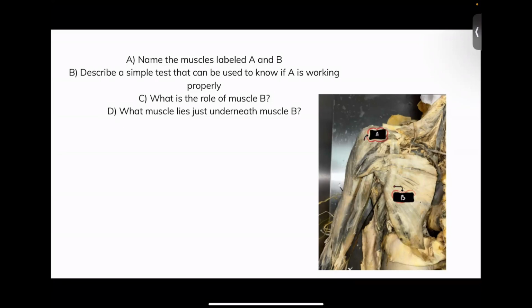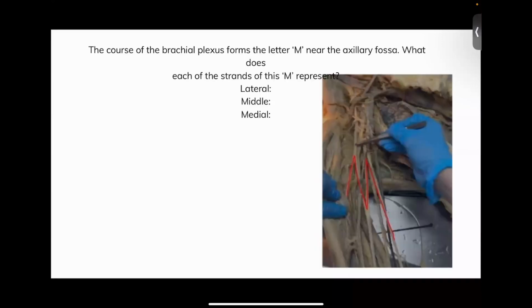Okay, and what muscle lies underneath muscle B? Muscle B is pec major, so below it would be the pec minor. Okay, now please feel free to pause the video.